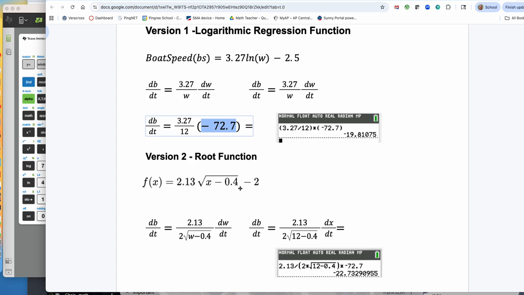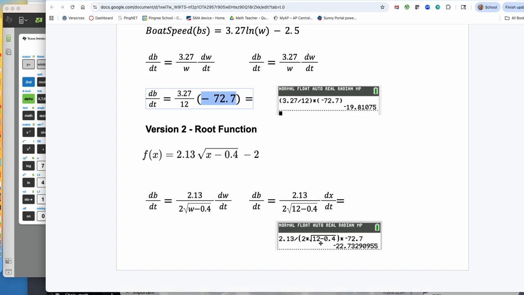Again, I take the derivative. This is where you get to show your derivation skills. It's going to be 1 over 2 times the square root of that. And I plug in, again, my wind speed, and I crunch those numbers, and I get something that's similar. That's not exactly the same, but it represents that as the rate of change of the wind is dropping by 72.7 per unit of time, this would be changing by negative 22.7.